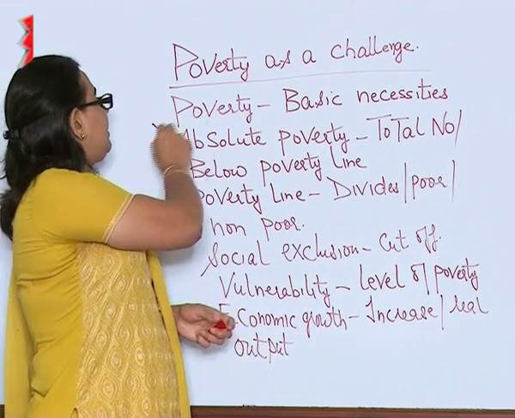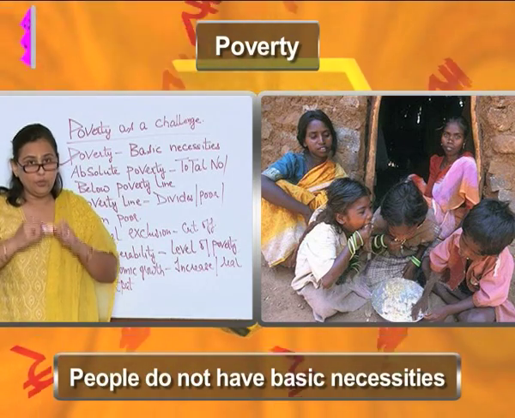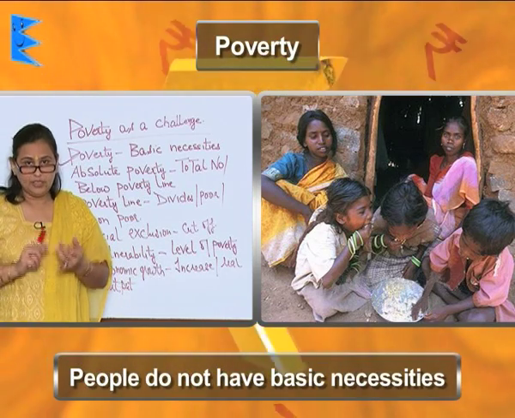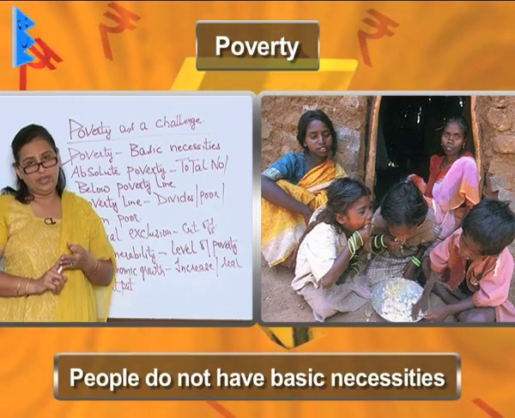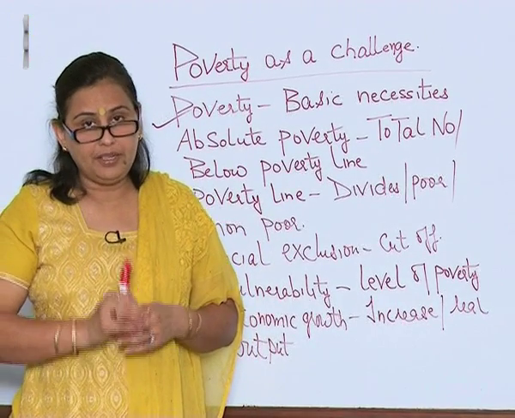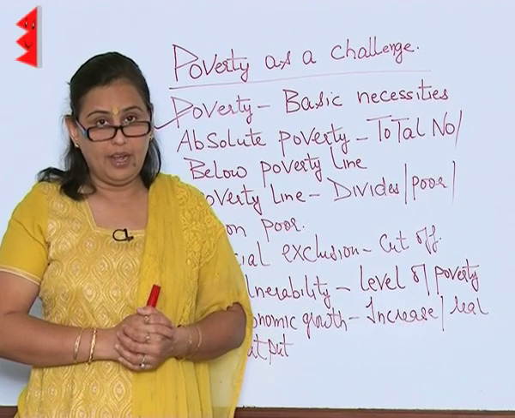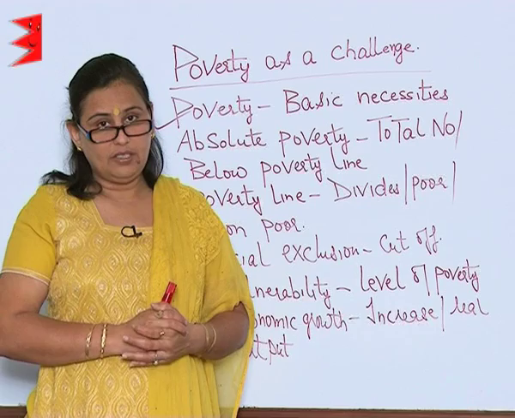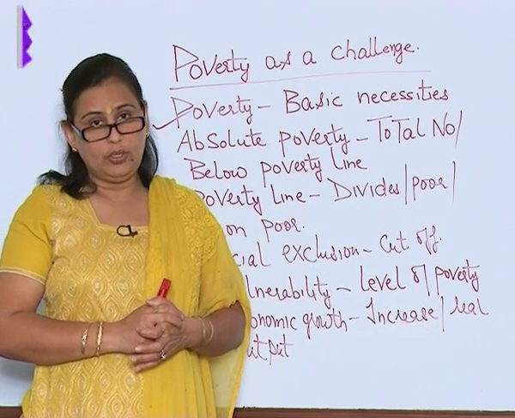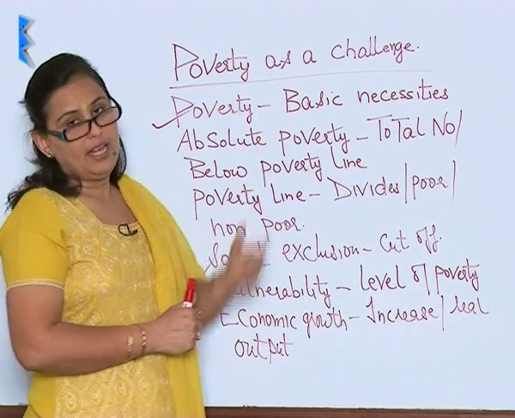First is poverty. Poverty just means that people do not have basic necessities, that is food, clothing and shelter. When people are so poor that they cannot get their two-time meal, when the clothes that they wear are insufficient, when the houses in which they live are not meant even for animals to live in, that's termed as poverty.